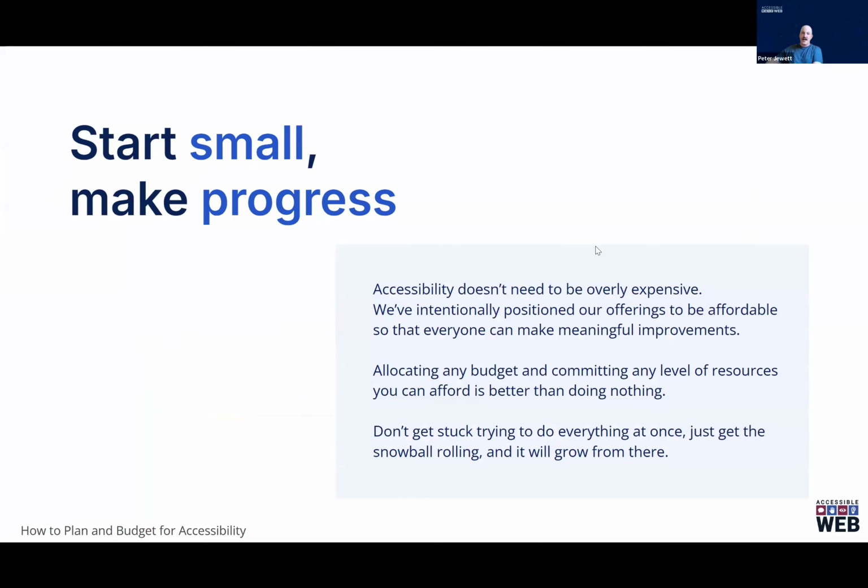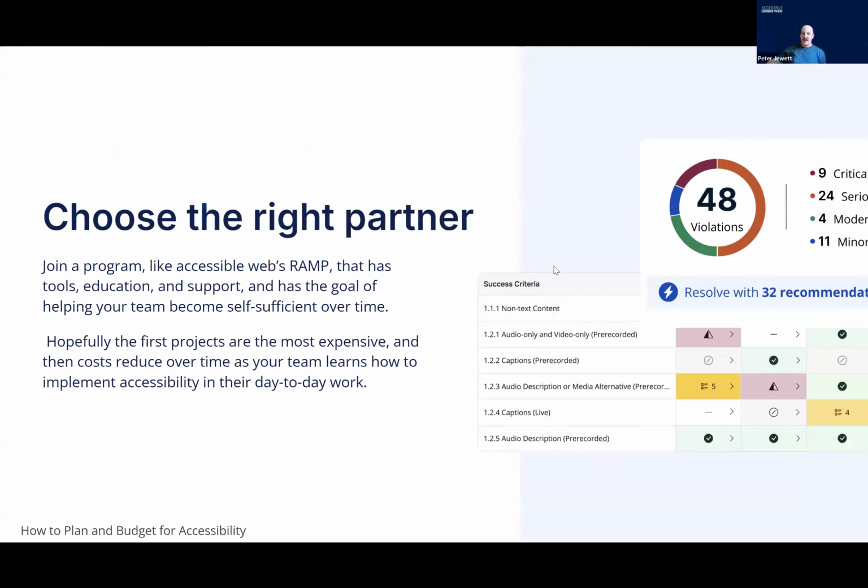And then finally, start small, make progress. Accessibility doesn't need to be expensive. We can work with any level of budget. Sometimes you need to do certain levels to hit a contract's requirements or to hit compliance, but just don't get stuck on trying to do everything at once and end up with that paralysis of how do I go from 0 to 100? The way you go from 0 to 100 is you go incrementally: you accelerate 10 miles an hour, 20 miles an hour, and it's going to snowball as things get going.